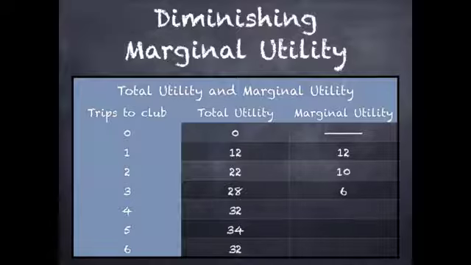And we can continue along. If we go to a third visit, our total utility goes from 22 to 28. That's a 6-unit increase in total utility caused by the third visit. And we can do that for every single one. So when we go from 3 to 4, total utility goes from 28 to 32. So our total utility increased by 4 units when we increased the number of visits to the club from 3 to 4. And we can continue that for every single additional combination of trips to the club. So all we're looking at is we increase the number of trips by 1 unit. How much does total utility increase?